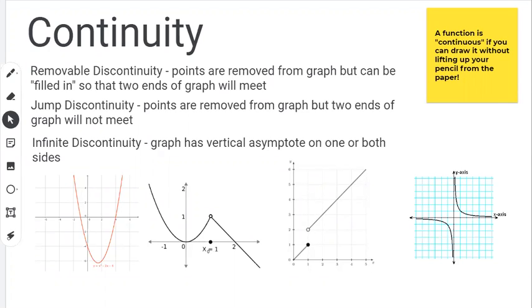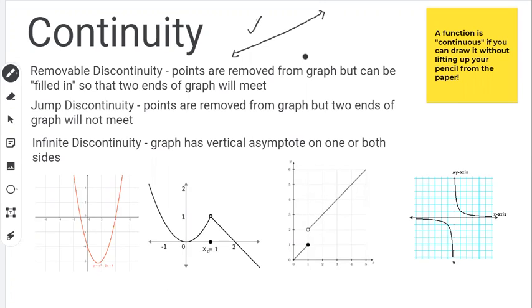We're going to be learning about continuity and discontinuities and what it means for a function to be continuous. Well, a function is continuous if you can draw it without lifting up your pencil from the paper. So if I'm drawing some function, let's say it's a line, and I draw it like this without picking up my pencil, then this function is continuous.